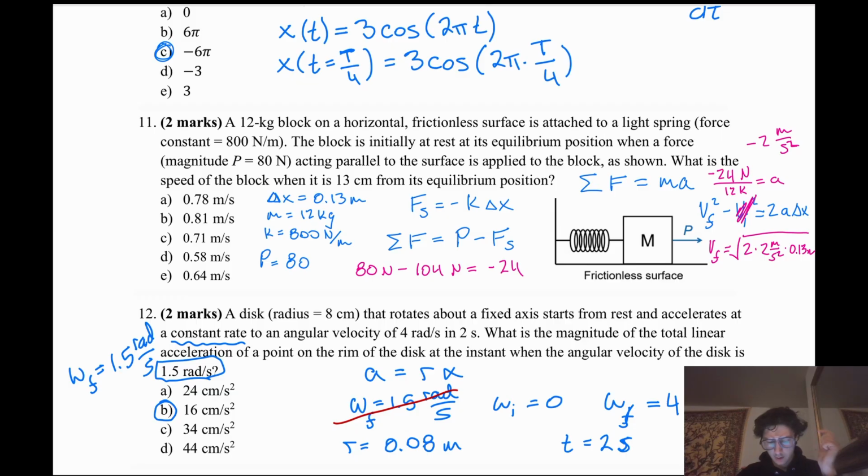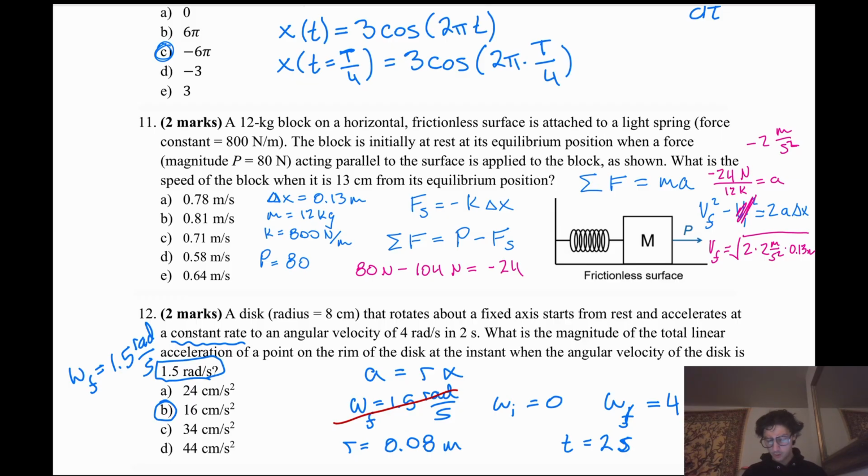A block is initially at rest at its equilibrium position when a force acting parallel to the surface is applied to the block as shown. What is the speed of the block when it is 13 centimeters from its equilibrium position? So the block is initially at rest, which means that V initial is equal to 0. So we're looking for V final.